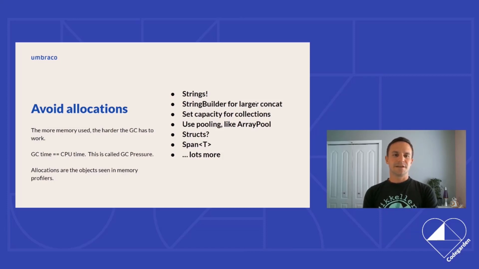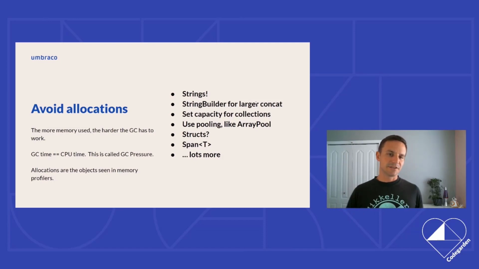Now, what's wrong with allocations? Well, allocations are the things that you see in a memory profiler. They're objects on the heap. And things that go on the heap have to be cleaned up by the garbage collector. Well, the garbage collector is not free. It actually works quite hard. So the more stuff you've got in memory, the more it has to clean up. The more stuff that goes in and out of memory quickly, the more it has to clean up. And this is called GC pressure. So the larger objects you go in stay in memory a bit longer, the smaller get cleaned up quicker. But at the end of the day, more memory means more CPU time.